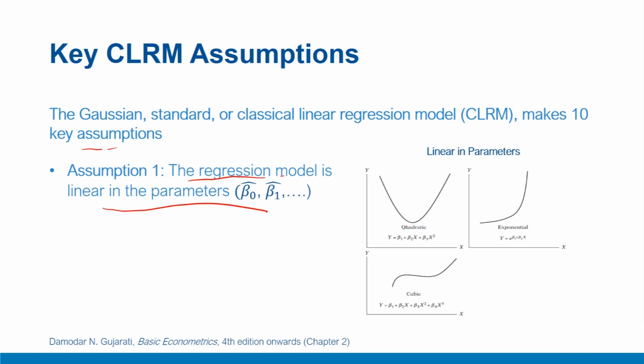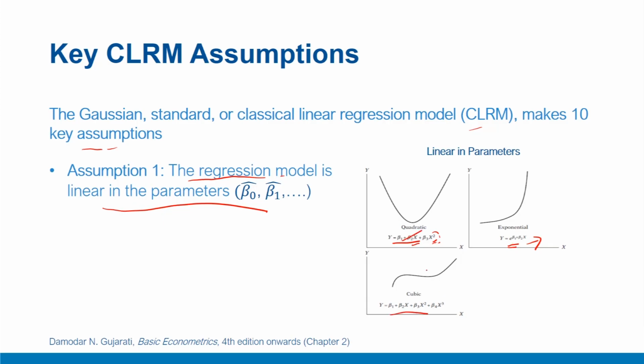For example, let us look at these three diagrams. This one, y equal to beta 1 plus beta 2 x plus beta 3 x square, is linear in parameters but non-linear in variables, which is the x square term. However, it can be estimated with the CLRM because it is linear in parameters. On the contrary, this one, y equal to e to the power beta 1 plus beta 2 x, is non-linear in parameters. Although there are transformations, as we'll see, that can make this expression linear, as of now it is non-linear in parameters.